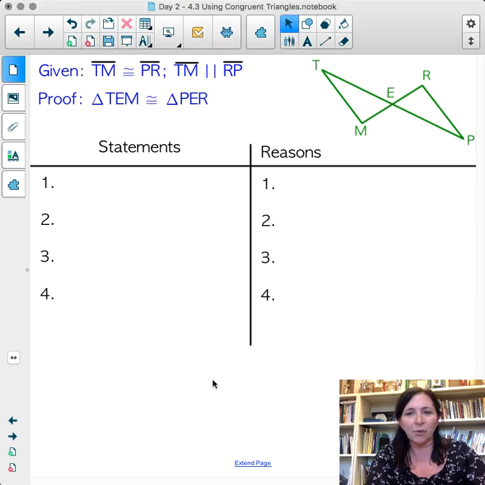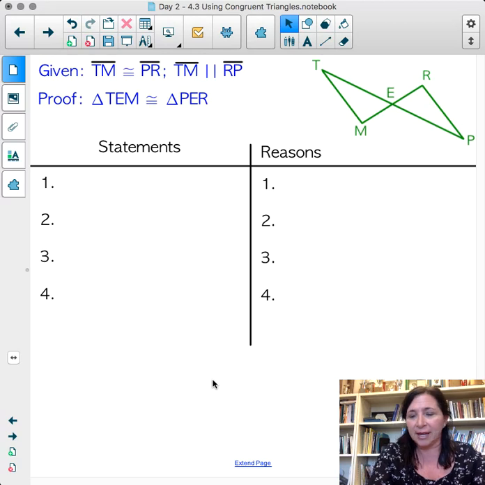Hi everyone. Today we're going to use side side angle, hypotenuse leg, angle side, and side to prove two triangles are congruent.